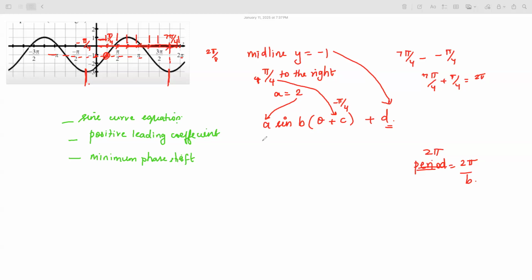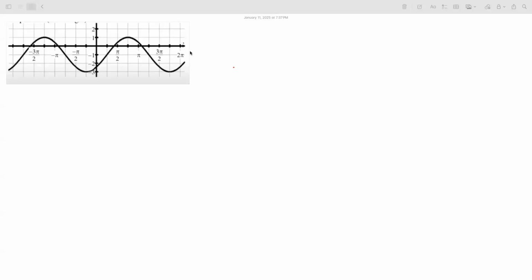Bhunesh, are you following? Wherever you're not following, you're going to tell me. So this is x and y we are writing, not theta: y equals 2 sine of x minus pi/4, plus d, which is minus 1. Am I making sense? This is the equation for this graph. Does it make sense? Can I move on? We'll start writing more equations.